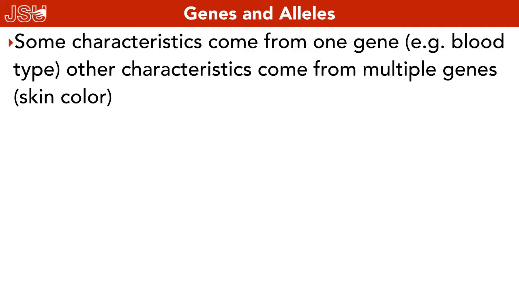All right, now some characteristics come from one gene, blood type being an example, but other characteristics are a function of multiple genes. And we'll talk more about that for the third test. We'll talk more about the idea of inheritance later on. I don't want to leave you with the idea that one characteristic is coded for by one allele. Sometimes that's true, sometimes it's not.